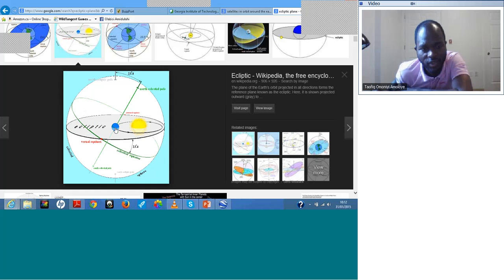So if we draw a line right from the center of the Earth out up through that point and away from the celestial sphere, that line is called the vernal equinox line. So the vernal equinox line is the point where the ecliptic plane, which is the plane of the Earth's orbit around the Sun, coincides with the equatorial plane. So that's the vernal equinox line.